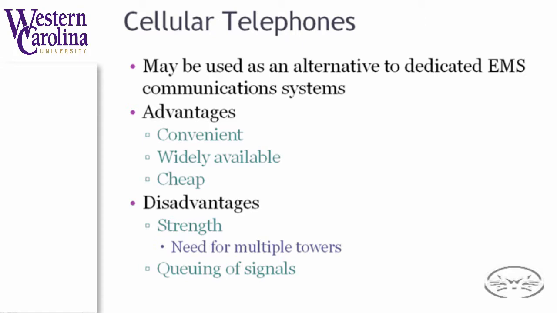Well, one of the newest things to arrive in EMS communications over the last several years is cellular telephones, and they're being used more and more. There are some good things about cellular telephones, and some things that aren't so good. Quite often, these may be used as an alternative to a dedicated EMS communication system. Specifically, we see them used in communication between field crews and the hospital, or field crews and medical direction.